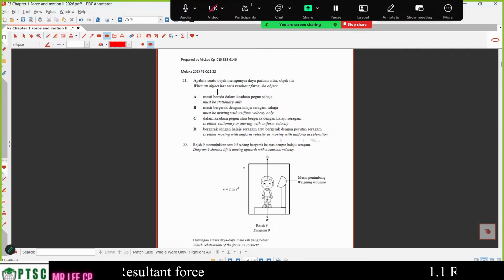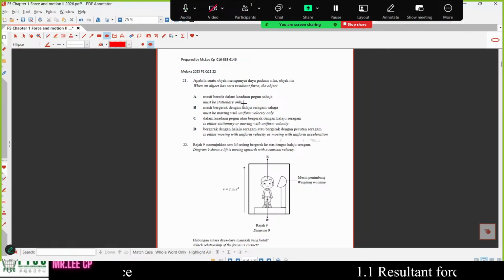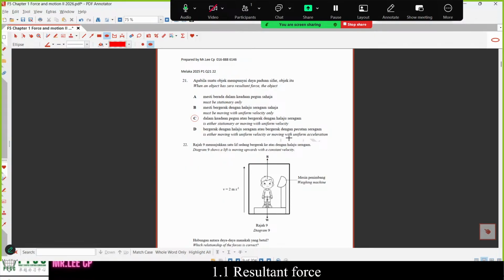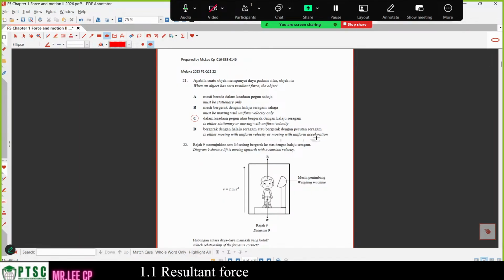Okay. Now, when the object has a zero resultant force, the object must be stationary? No, not necessary. It can be moving. Must be moving with uniform velocity? Can be stationary or moving with uniform velocity? Is either stationary or moving with uniform velocity. Yeah. Is either moving with uniform velocity, not acceleration. No. Okay. C, yeah. Answer is C.